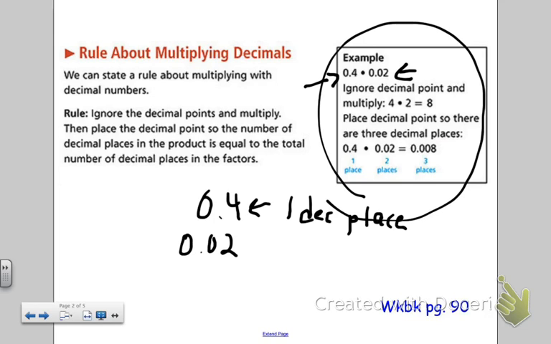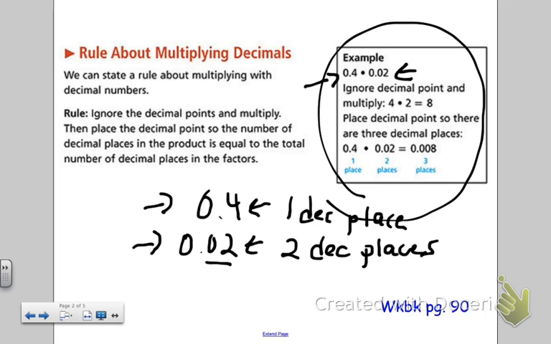2/100 has 2 decimal places. That means that there are 2 digits to the right of the decimal point. So in both of our factors, we have a total of 3 decimal places. 1 here, 2 there. That's a total of 3. That means my answer needs to have 3 decimal places. So the answer isn't just 8. 1, 2, 3. The answer must be 8 thousandths.